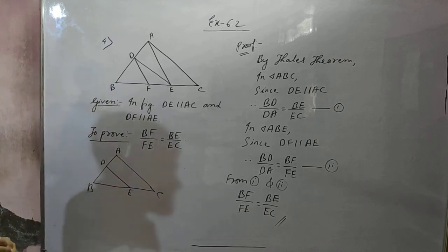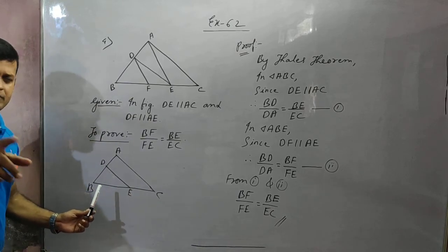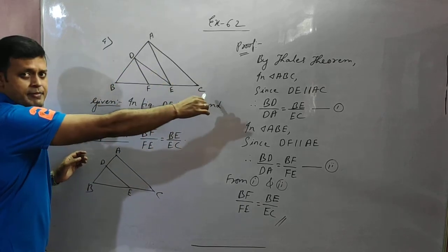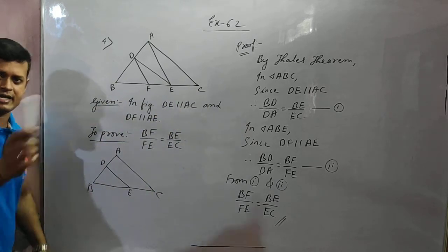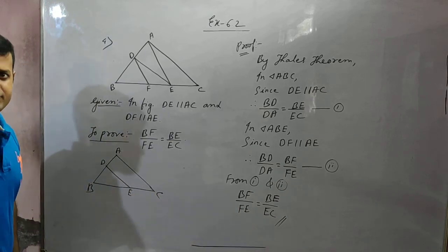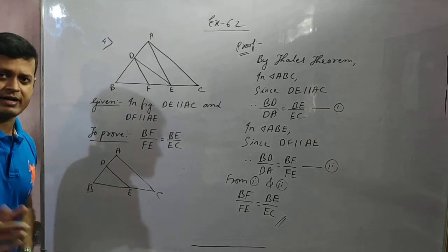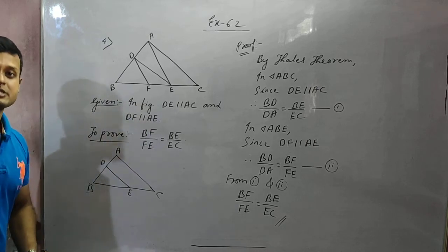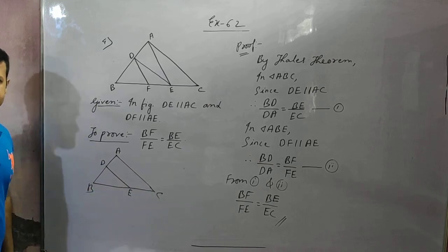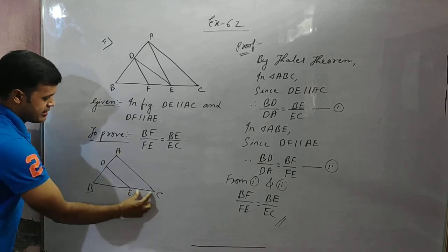See, if DE is parallel to AC, this line is given in the question. For your better understanding, I am drawing the diagram separately. According to the Thales theorem, theorem 6.1, if a line is parallel to one side of the triangle, then the other two sides are divided in the same ratio. So if DE is parallel to AC, then BD by DA is equal to BE by EC. That is what I wrote here.